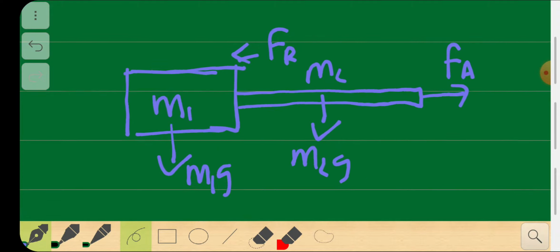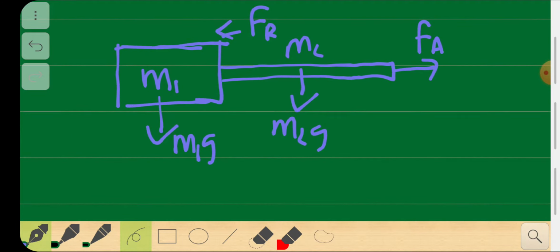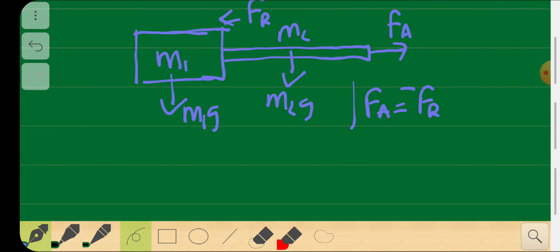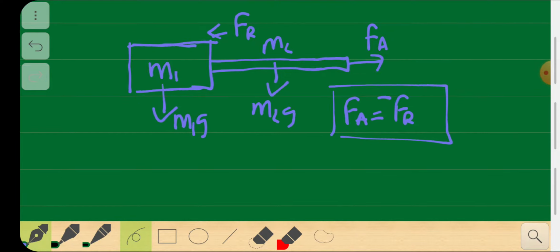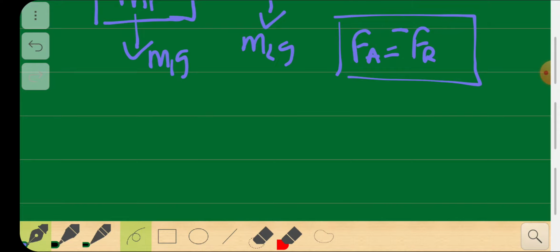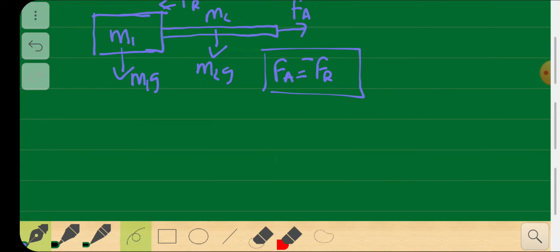So if the string is massless, then F action must be equal to F reaction in magnitude, and it will be in the opposite direction. So F action is equal to minus F reaction. That's very obvious, Newton's third law. Now I'm going to break up these masses again. Let's assume that the mass m2 is valid here.